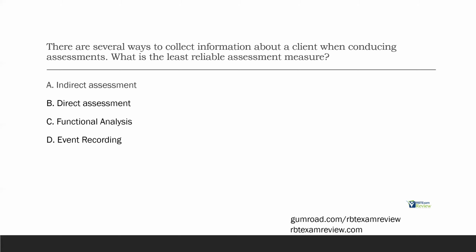B, direct assessment is better because we're actually watching the client. Same with event recording. We're observing the client interact with their environment, so it's better. And then functional analysis, of course, is the best assessment measure because we are manipulating antecedents and consequences to determine functions. But the least reliable one is an indirect assessment. And that's why you should always have at least some form of direct assessment before we write a treatment plan. Indirect assessments aren't enough to tell us about the client.